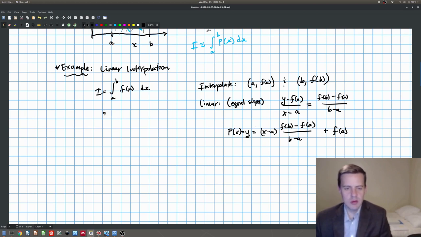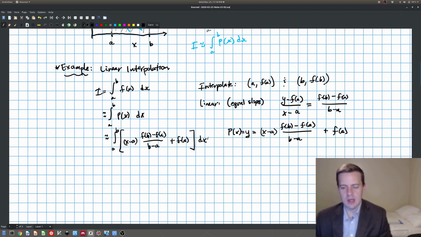So I'm going to come over here to my integral and say that I is approximately equal to the integral from a to b of p of x dx, which now becomes the integral from a to b of this function that I'm going to just copy right over here. Put big square brackets around it. So I'm going to have f of b minus f of a divided by b minus a, times x minus a, plus f of a, close square brackets, dx.